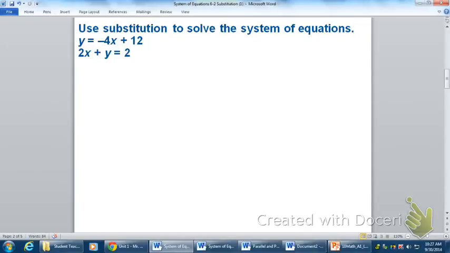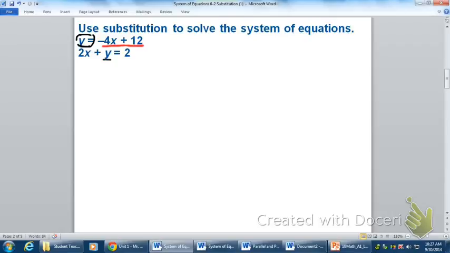What is this called? You can label it a substitution method. All you're going to have to do is, since this is y equals right here, you can plug this equation, this negative 4x plus 12, into this equation for y. We did that last year.